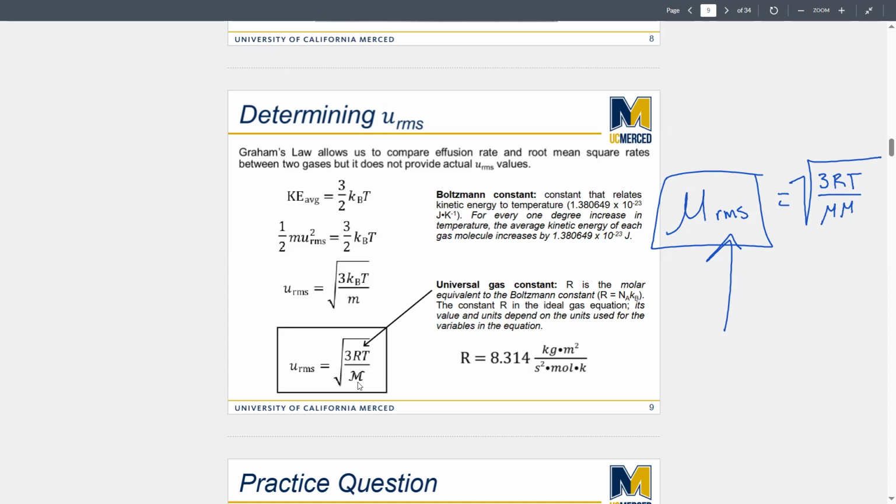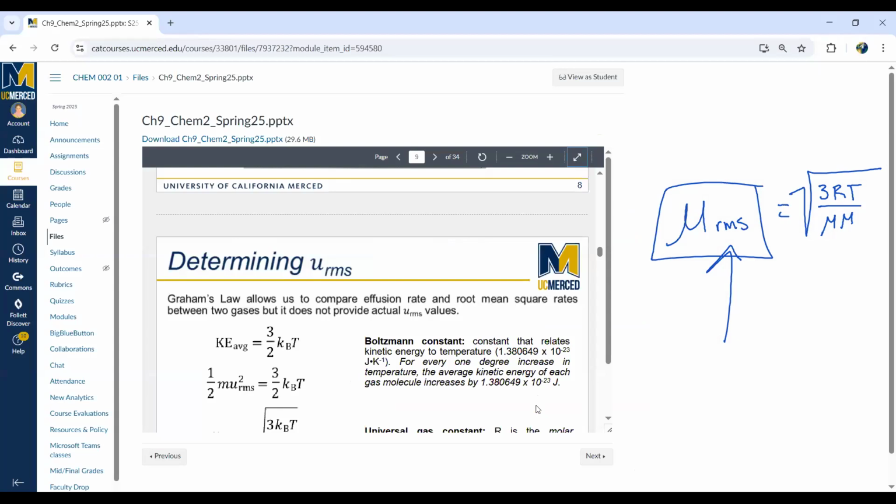So now let's go back to the study guide and use this equation. I believe we have to calculate this equation using this equation. Okay, let's see how this works.